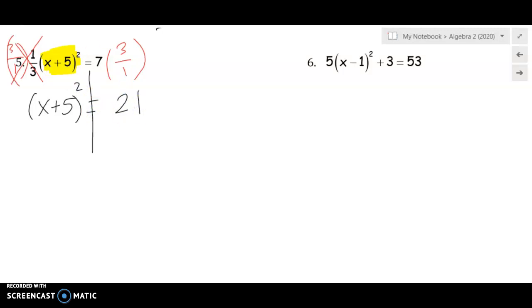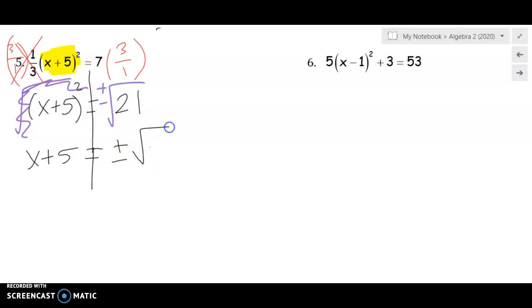Okay, now I'm going to go ahead and get rid of that exponent of 2 by square rooting both sides, and I'm going to put my plus or minus symbol in there. So let me fix this up, make this look better. I have x plus 5 equals plus or minus square root of 21.